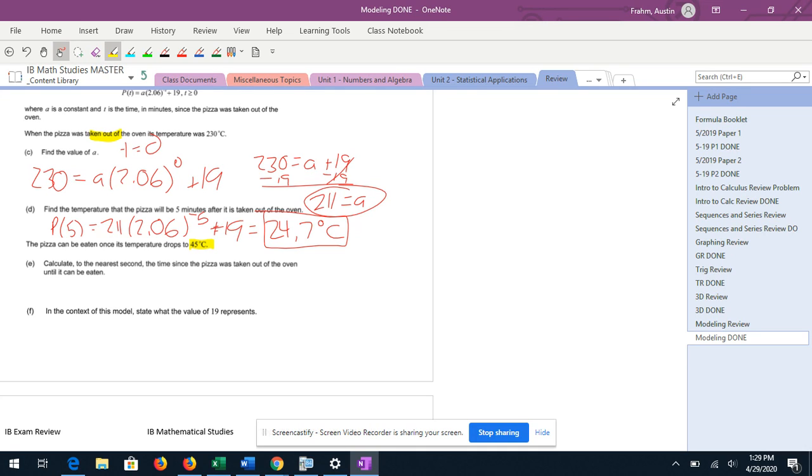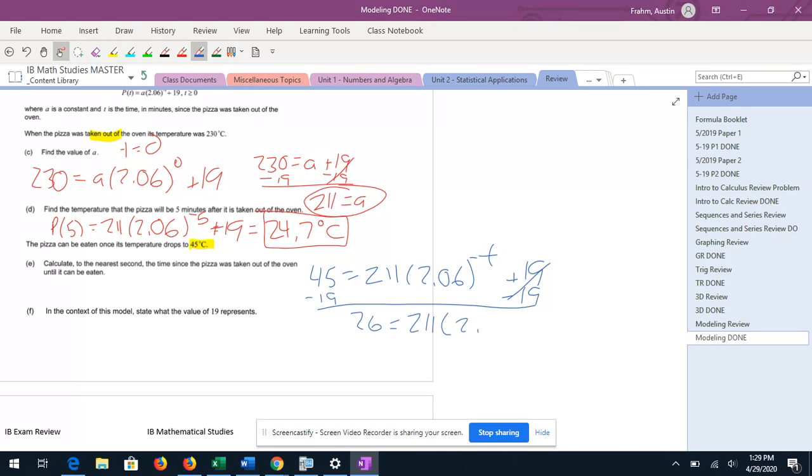So I'd plug this in for P of T and then I would solve for T. So if I plug it in, I'm going to have 45 equals 211 times 2.06 to the negative T power plus 19. All right, so now this turns into an algebraic problem. I need to solve for T. So I'm first going to subtract 19 from both sides. So I get 26 equals 211 times 2.06 to the negative T. I can then divide both sides by 211.